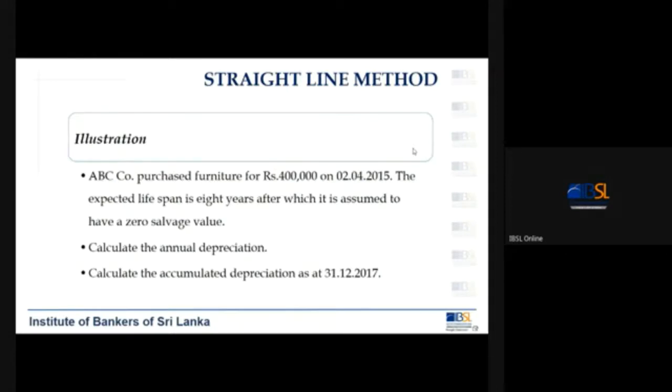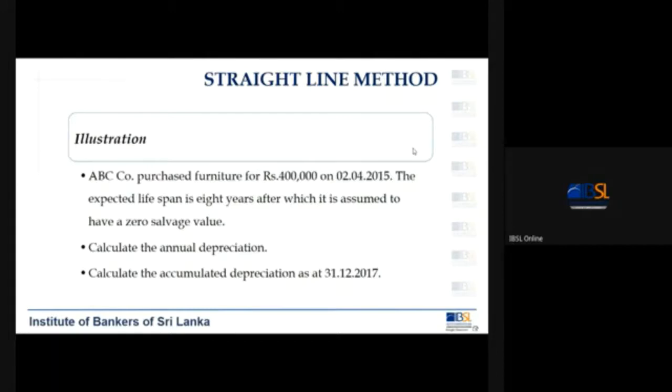ABC company purchased furniture for 400,000 on 2nd April 2015. The expected lifespan is 8 years, after which it is assumed to have a 0 salvage value. So what do you mean by salvage here? Residual value. So it is given. The residual value is going to be 0.